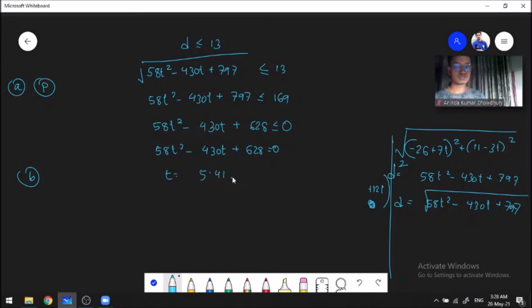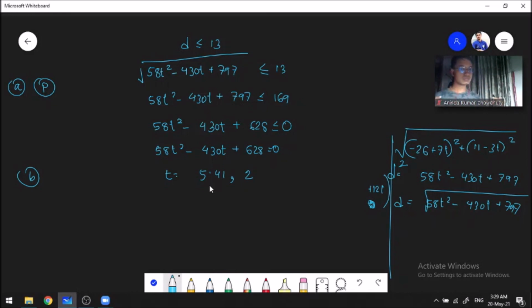5.41 and 2. So basically this value 2 was already anticipated in the question. So given that when t is equal to 2, they come inside of one another, and when t is equal to 5.41, they move away from one another. So when t is equal to 2, they first come to a distance of 13 kilometers away from each other. From t equal to 2 to t equal to 5.41, they are closer than 13 kilometers. At exactly 5.41, they are once again 13 kilometers away from each other, and after 5.41 they start moving away from one another. So this is what's going on.